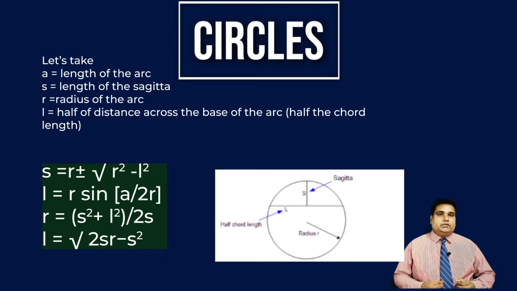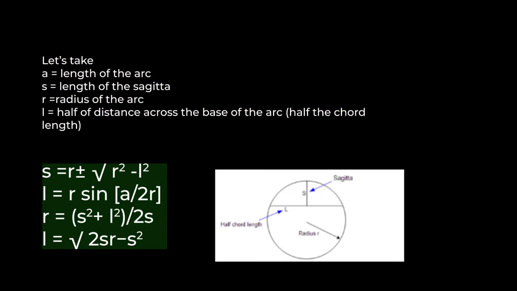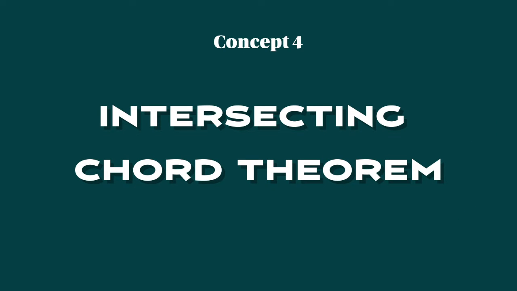We can simply apply the Pythagoras theorem, because here the base of the arc and the height of the arc form 90 degrees. So we can always apply the Pythagoras theorem, and then we can derive these formulas also. But I strongly advise you, if we have the ready handy formulas, we can save a lot of time to get the answer.